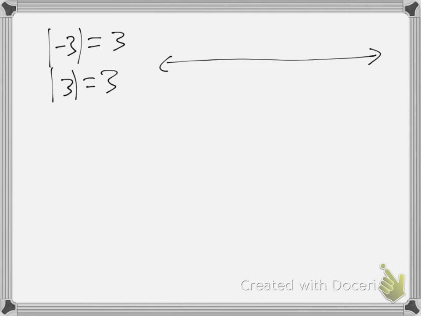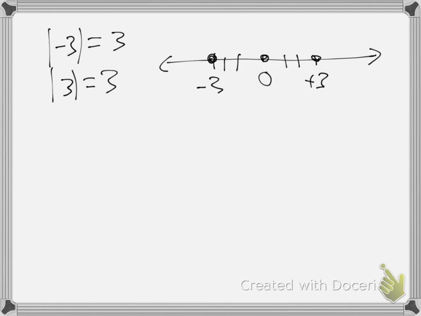You guys know absolute value, right? What's the absolute value of negative 3? 3. What's the absolute value of positive 3? It's also 3. So if this is 0, here's negative 3, here's positive 3. What is absolute value? Distance from 0, isn't it? That's what absolute value is.